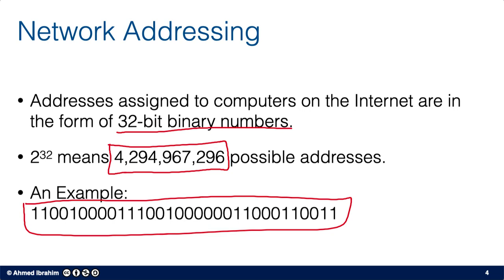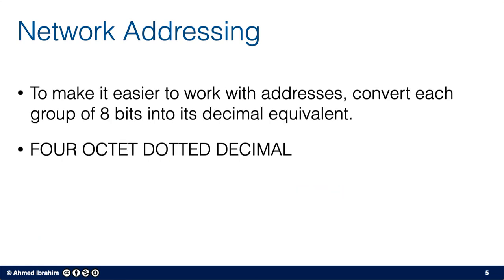But that certainly is not a human readable way that will allow us to communicate these addresses in an efficient way. This is why we have to find an easier way to work with these addresses by converting each group of 8 bits in these addresses into their decimal equivalent through a process called the 4-octet dotted decimal, which then gives us something that we will call the IP address of a machine.